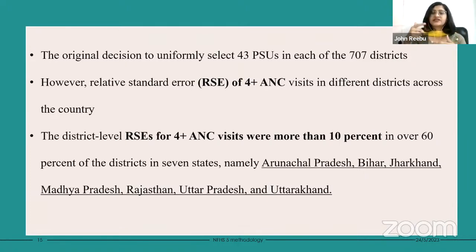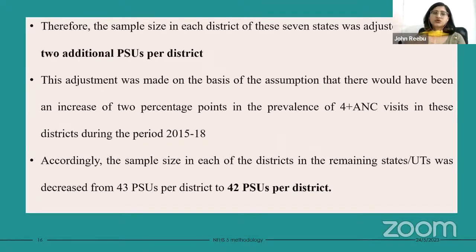But the technical advisory committee revised this because they found out that there is a relative standard error of 4 plus ANC visit in various districts across the country. And they found out that this RSE was more than 10% in over 60% of districts in 7 states like Bihar, Jharkhand, Madhya Pradesh, Rajasthan, Uttar Pradesh, and Uttarakhand. So in order to sort out this issue, what they did was they added 2 extra primary sampling units in these 7 states alone. And they did this assuming that there would be an increase in 2 percentage points in prevalence of 4 plus ANC visits in these districts during period from 2015 to 18.